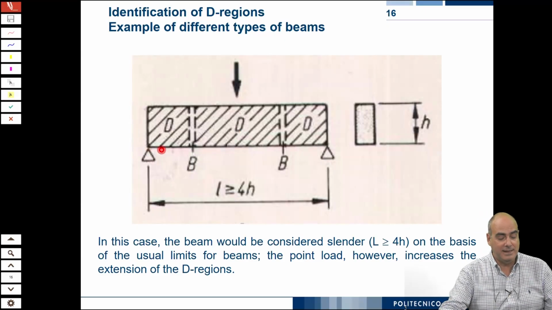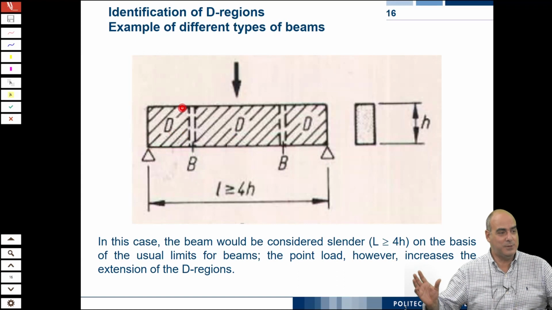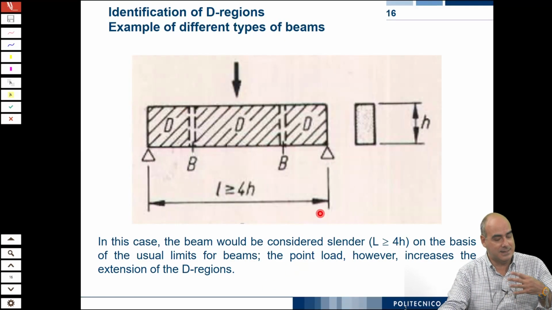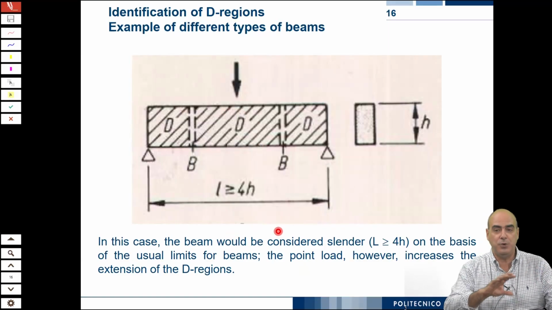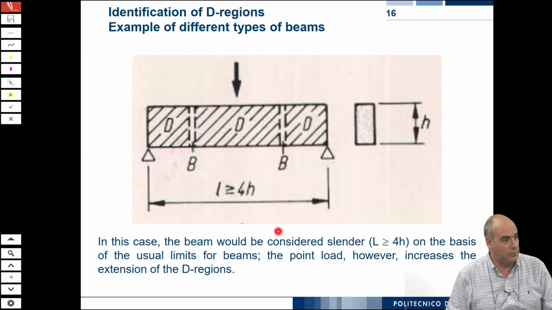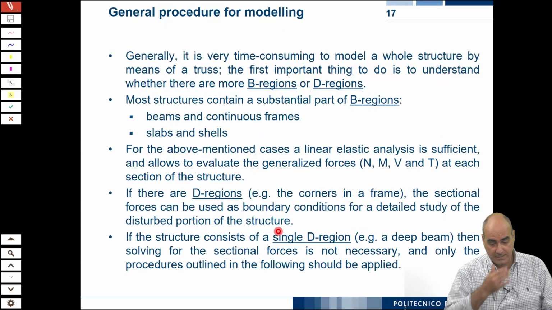But we know that at the edges, we always have a D region equal to the depth of it. And if we have a concentrated load, as we said yesterday, on either side of the load we have a D region which is equal to the depth. So you risk that a structural element, even if geometrically it can be considered as a beam, depending on the loads and on the boundary conditions, is actually a set of detailing regions that you have to take into account. This is very interesting.